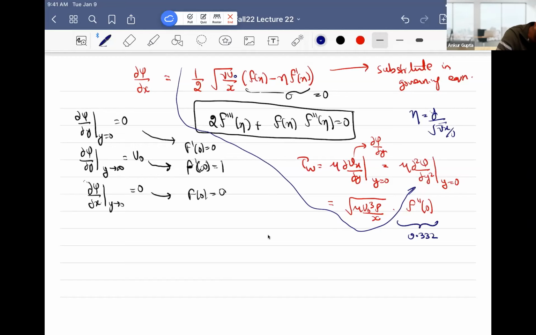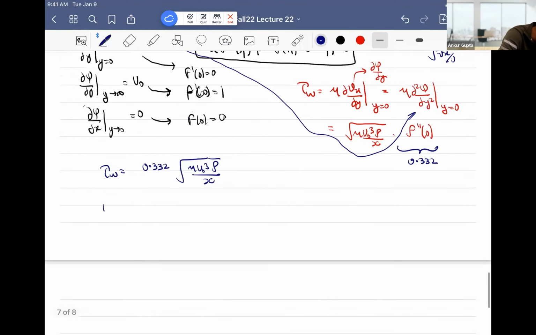So our tau wall, according to Blasius, is 0.332 mu u naught cube rho by x. And then the drag force would be the integral from 0 to x. I'm being a little bit faster here, but it's not too difficult, and you can very well verify these things. We get the integral of tau w dx to be 0.664 times the square root of mu u naught cube rho L, times W.